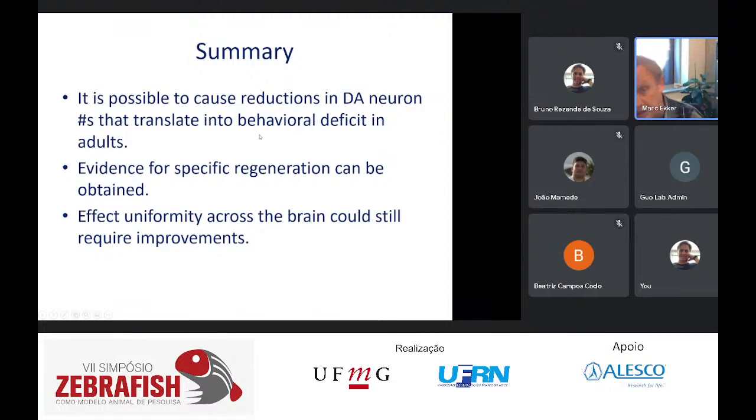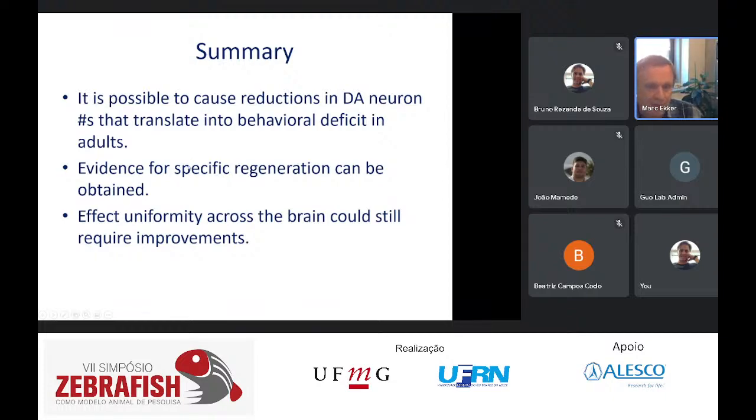So in summary, what I've told you today is that we are able to cause reductions in dopaminergic neuron numbers, and these are at least high enough to translate into behavioral deficit. I mentioned to you that in the chemogenetic ablation in adults, we didn't see any locomotor effects, and perhaps it is just because the reductions in dopaminergic neuron numbers that we were able to achieve in the telencephalon were just not high enough. So reminder, in Parkinsonian patients, you need fairly large reductions in number before you start seeing the signs of the disease.